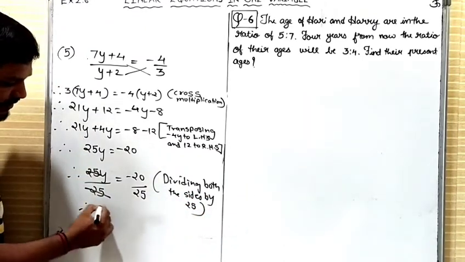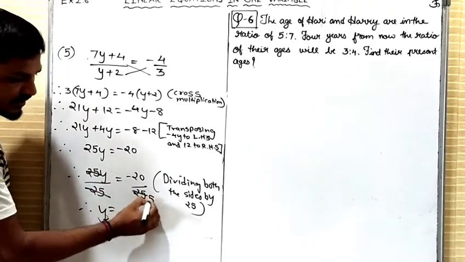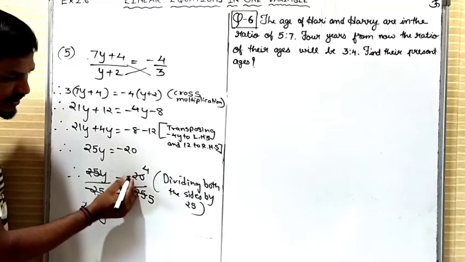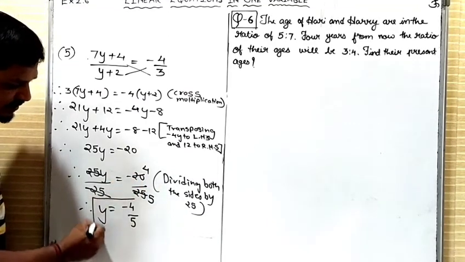It will get cancelled. See if it is possible to do cancellation. 5 5s are 25, 5 4s are 20. So it is in negative, so your value will become in negative. So minus 4 by 5.